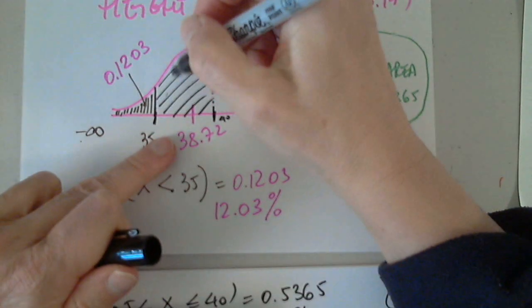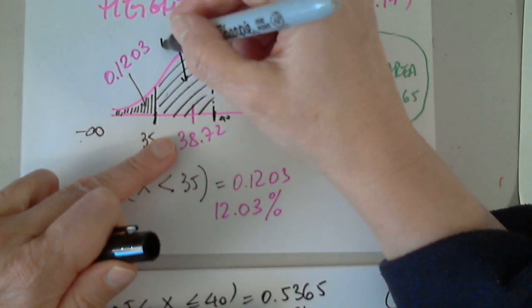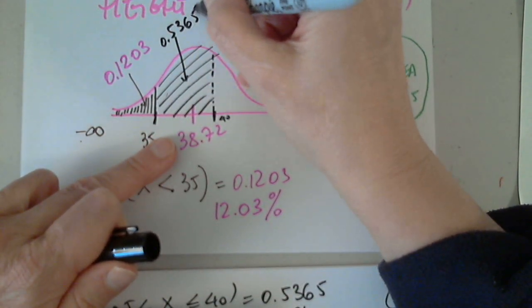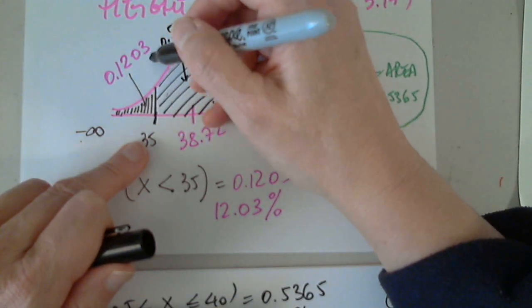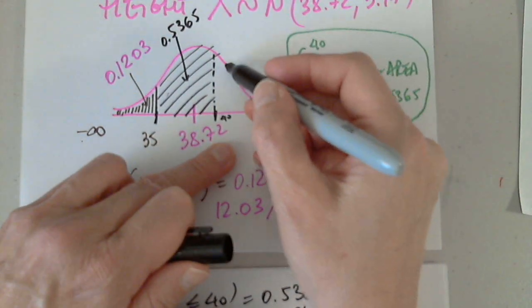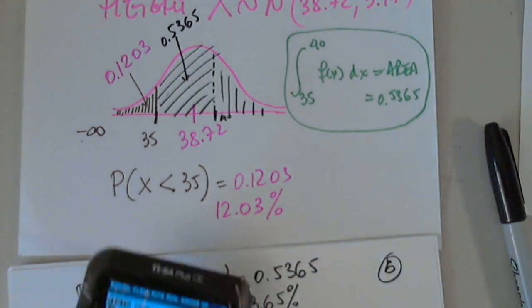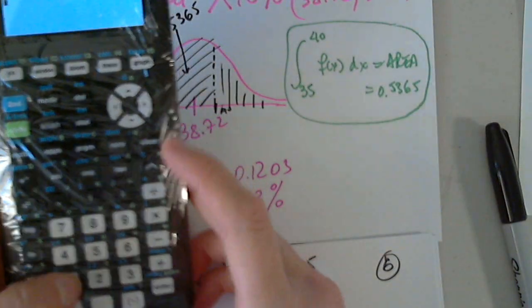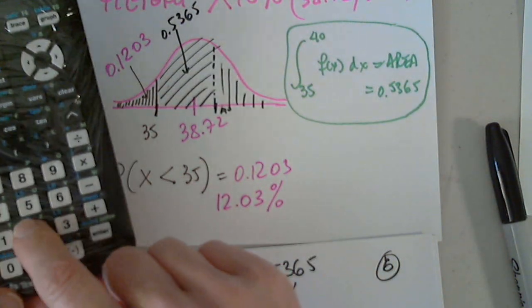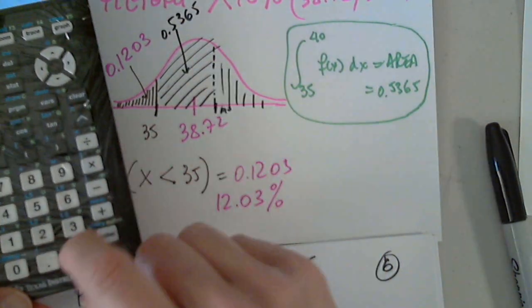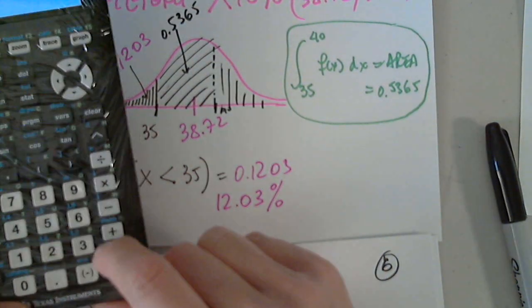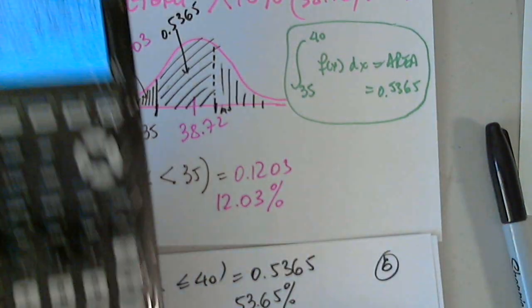This piece right here is 0.5365. This piece is 0.1203, and I can find this for you in a blink. How do I find this? Very simple. 1 minus 0.1203 minus 0.5365, and I found that area.